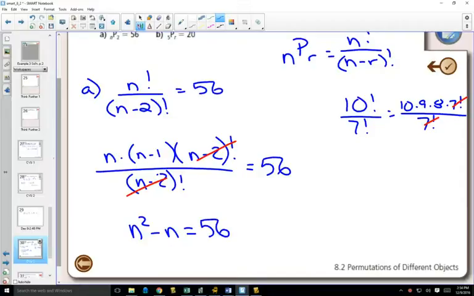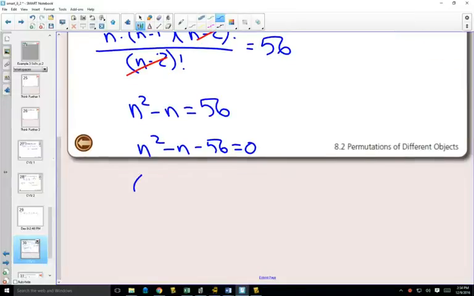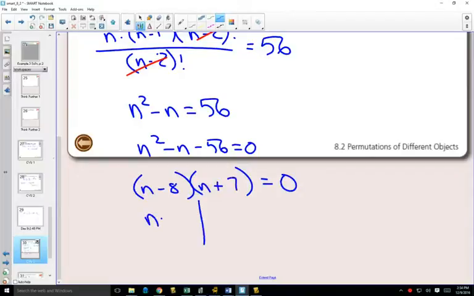How do we solve for this? We have to factor it. It's a quadratic, so we need to move everything over to one side. We get n minus 8, n plus 7. So our possibilities are n could be equal to 8 or negative 7.